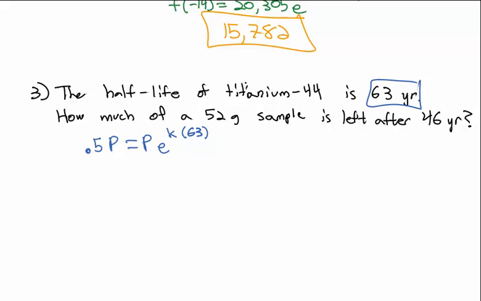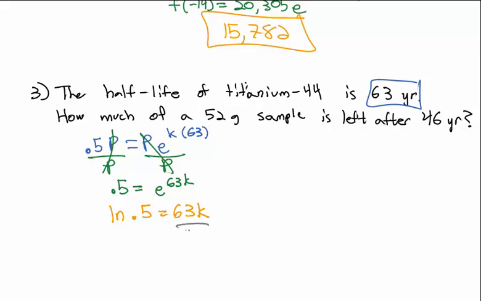So again, we divide both sides by P to get rid of that P on both sides, and we have 0.5 equals e to the 63k. Change this to a natural log problem. Log base e of 0.5 equals 63k. And we finally get the k alone by dividing both sides by 63.